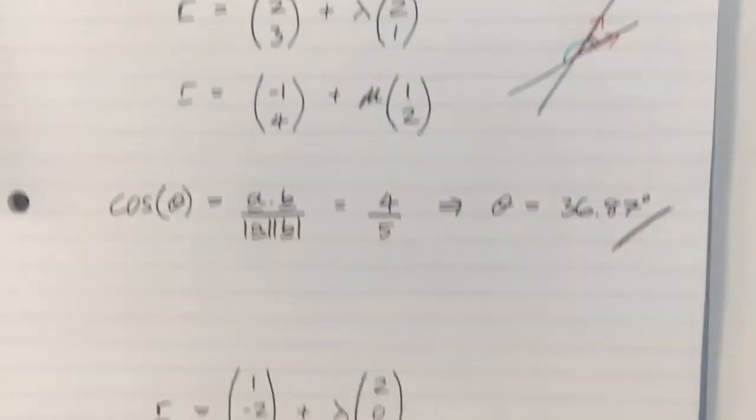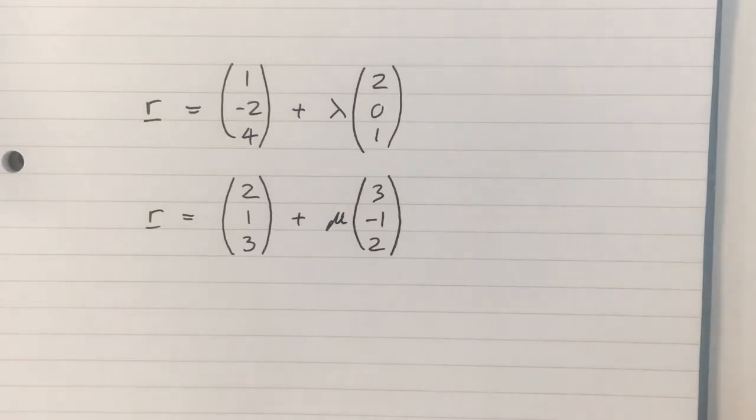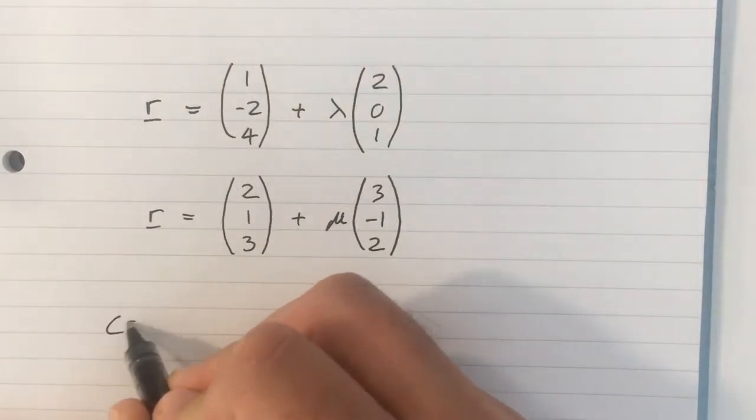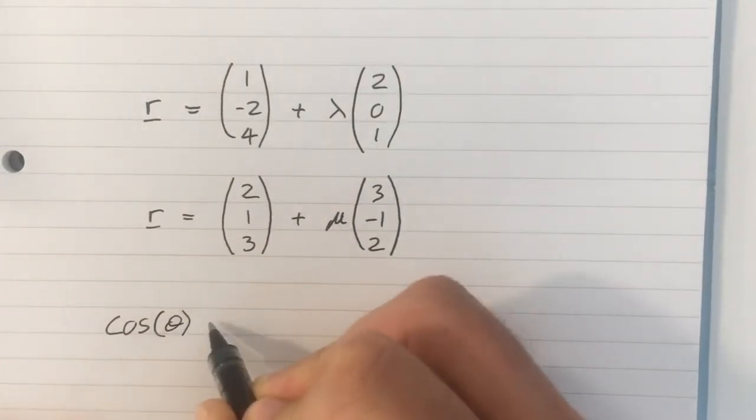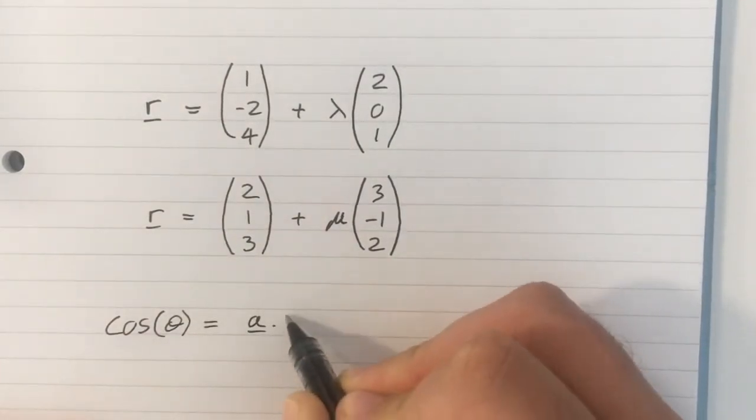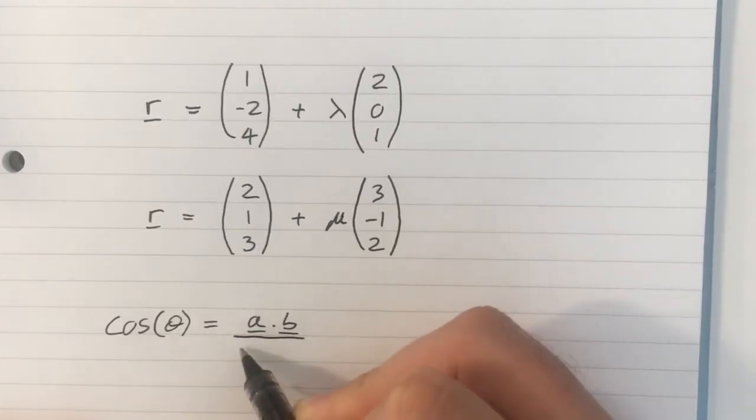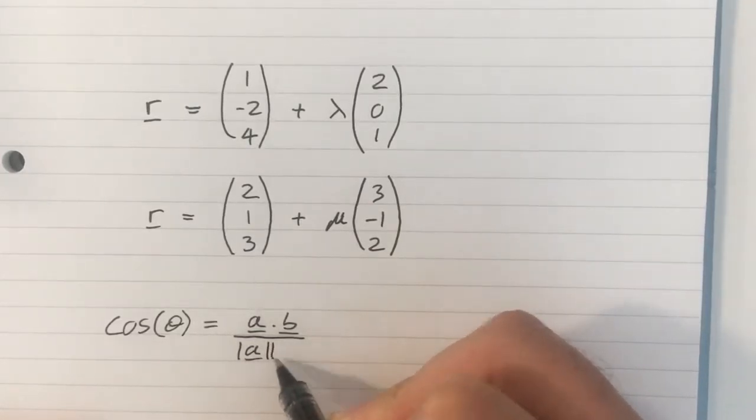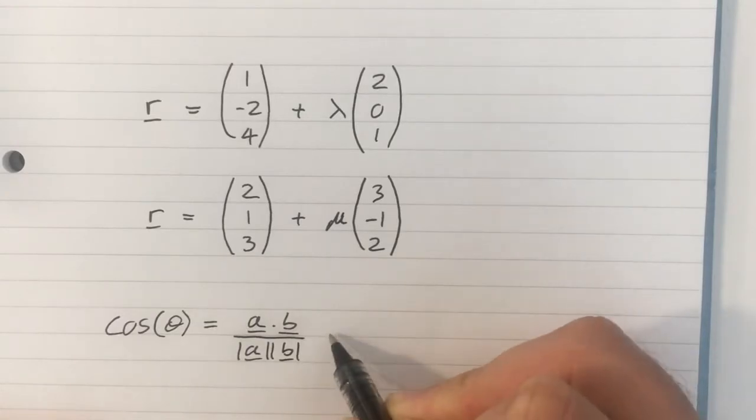In 3 dimensions, first of all, you need to make sure that these two lines intersect. If you look at one of my previous videos, then you'll find that these two lines do intersect. They intersect when mu is 3 and lambda is 5 at the point 11, minus 2, 9. But the principle is exactly the same. So cos of theta is going to be equal to the dot product of the two direction vectors divided by the product of the moduli of the two direction vectors.